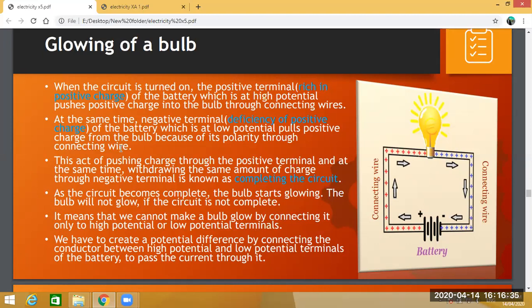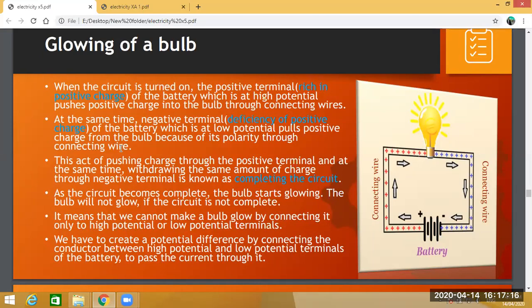pushes the positive charge into the bulb through the connecting wire, and at the same time the negative terminal of the battery, which has a deficiency of charge and is at low potential, pulls the positive charge from the bulb because of its polarity through the connecting wire, and again pushes it at the other terminal of the bulb. In this way, this cycle of pulling and pushing continues, and so the bulb glows continuously.